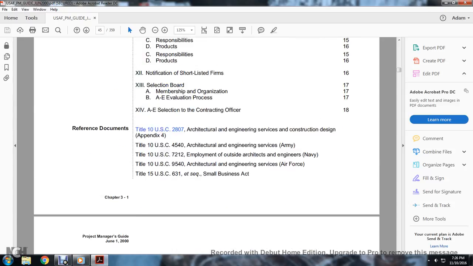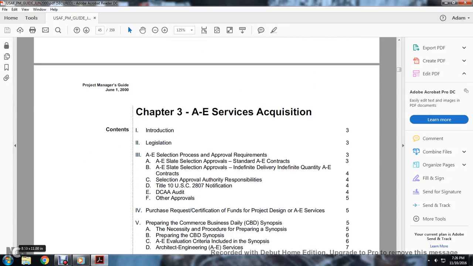This one's a bit longer. It's about 20 pages long. I'm going to do that tomorrow.